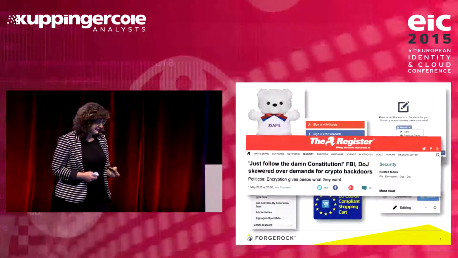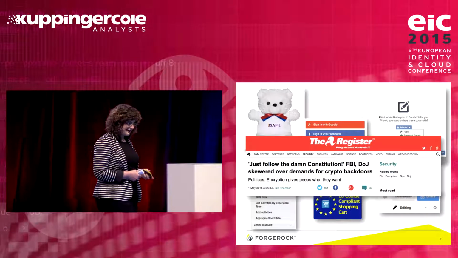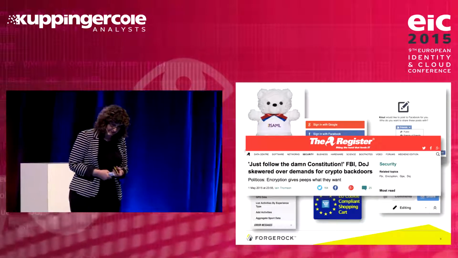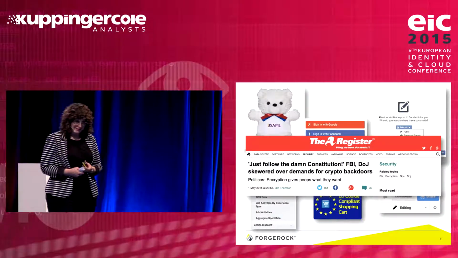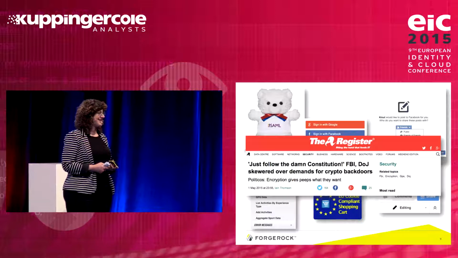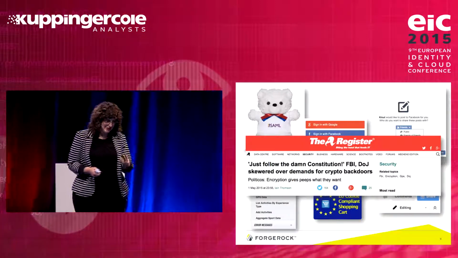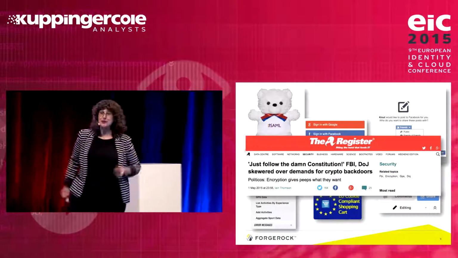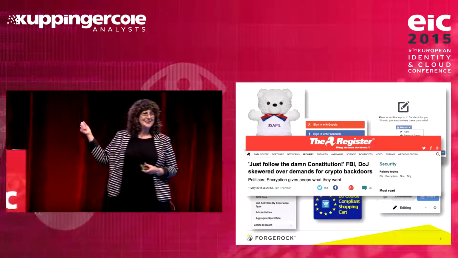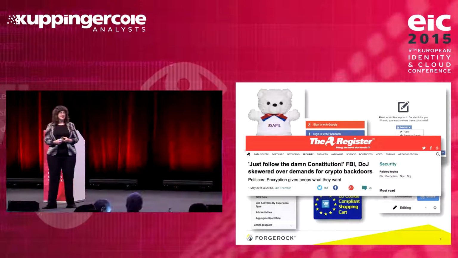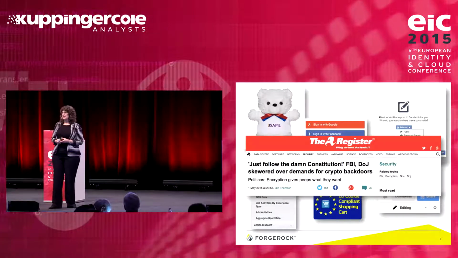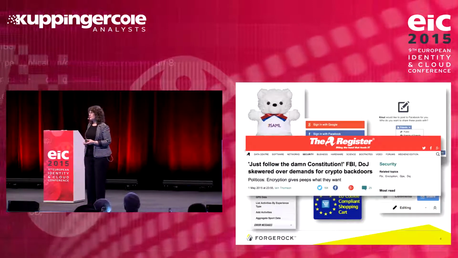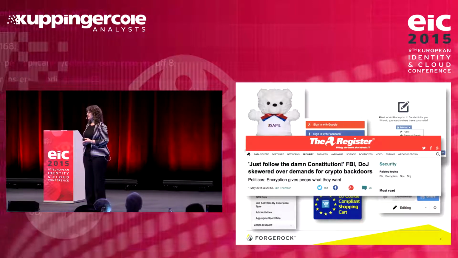Finally, we have actual consumer demand for end-to-end encryption in defiance of government requests to add backdoors. This was in The Register, but it was actually, I think, a U.S. senator who said, just follow the damn U.S. Constitution, in response to the feds who wanted to disallow that end-to-end encryption, which foils their aims.